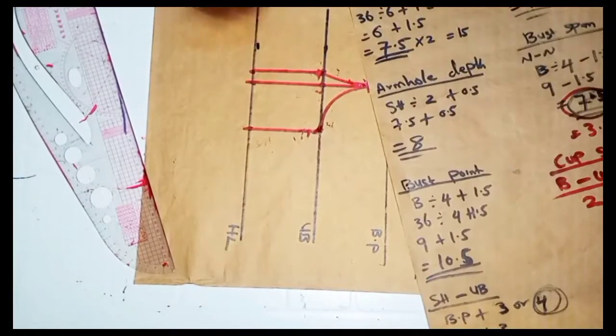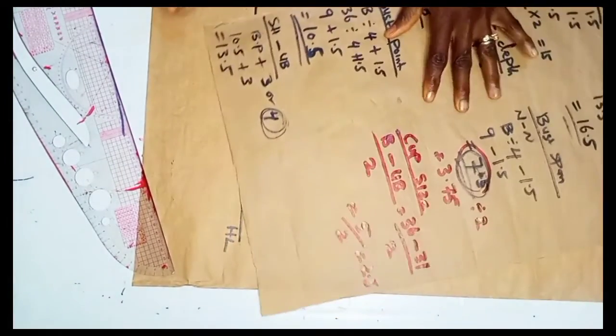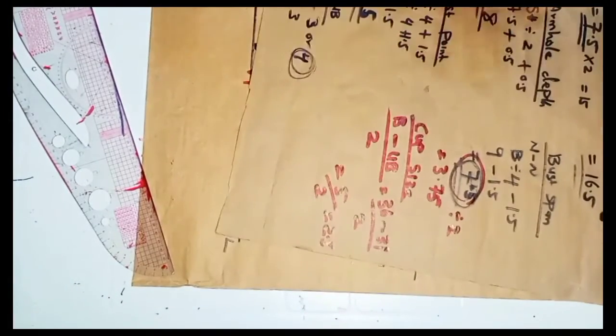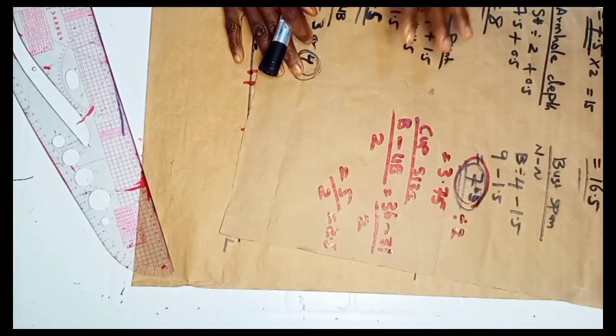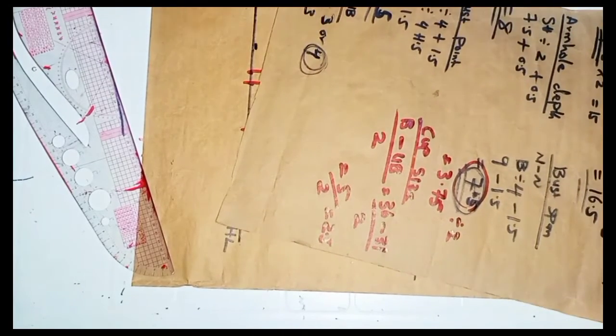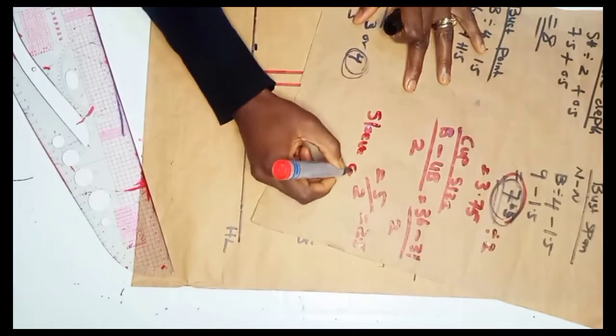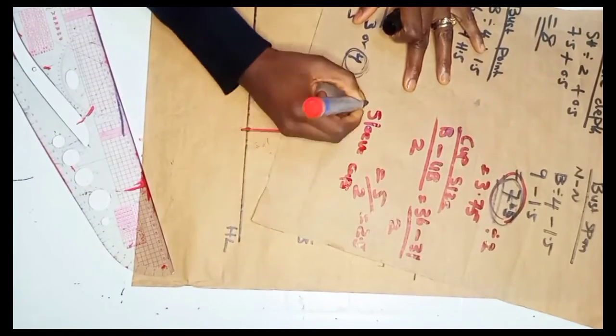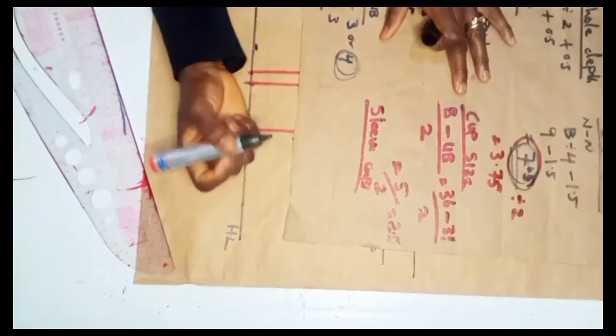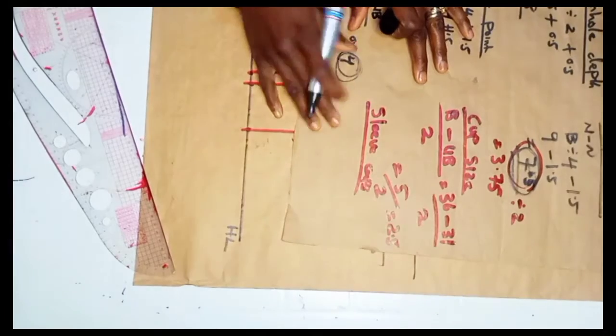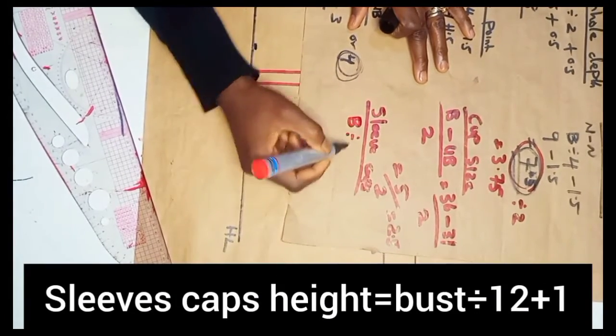So now we're going to go ahead to move over to the next measurement, which is the sleeve cap's height. The sleeve cap's height is the distance from the shoulder to the tip of the underarm, and it is needed when you are making your sleeve. It helps to determine where to insert the armhole depth for the sleeve you are making. And the formula for the sleeve cap's height is the bust divided by 12 plus 1 inch.